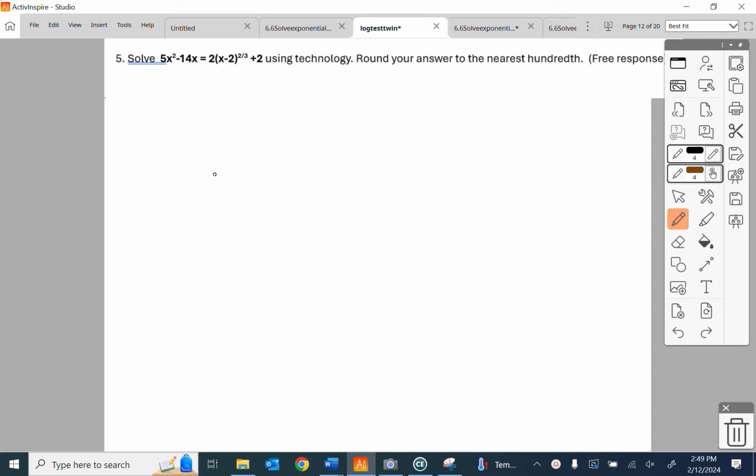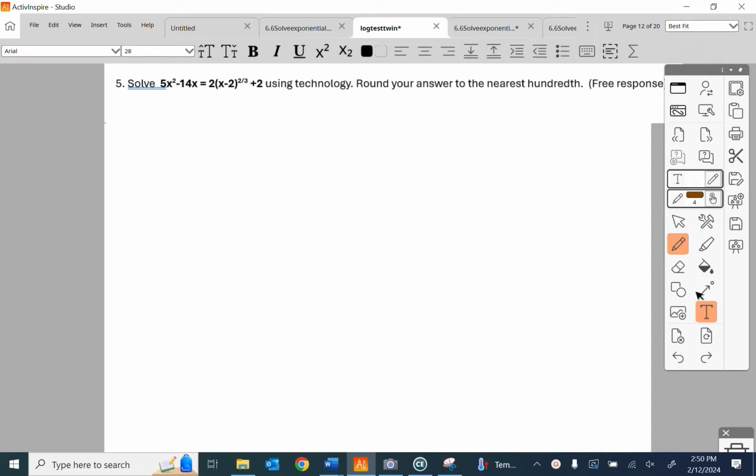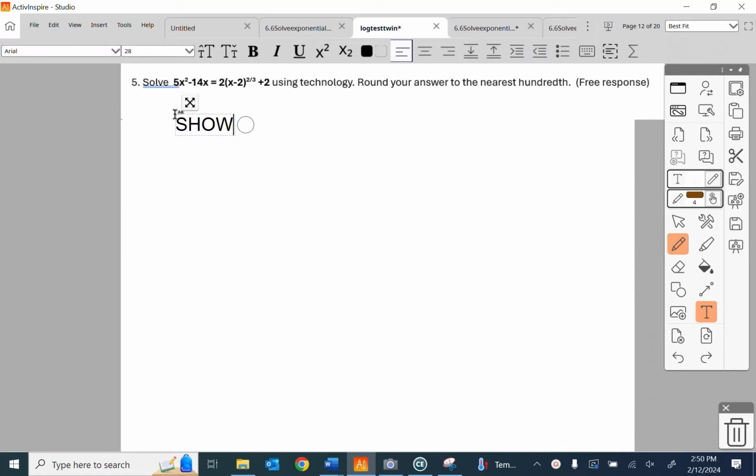All right, so here we are on number 5. This should be the give me problem on your test. Solve using technology. It could have two answers, it could have one, it could have none. I don't know. But the gist of this is pretty simple. What we're going to do is, and by the way, you definitely should show this.